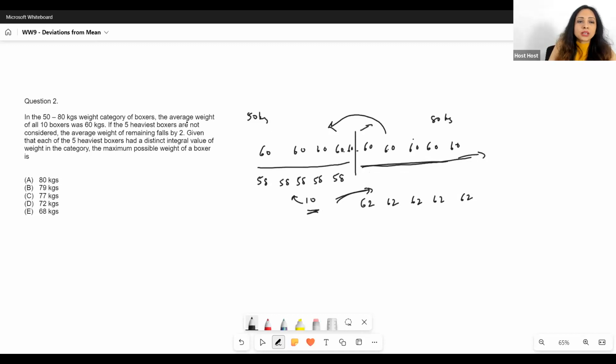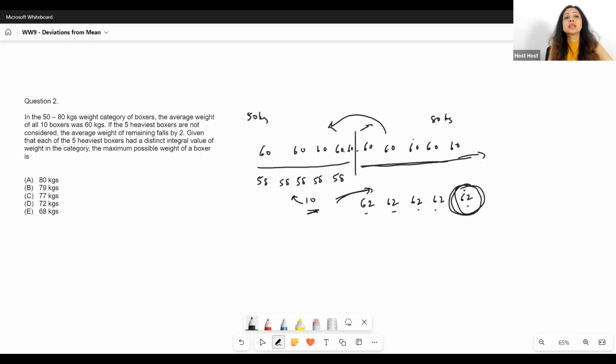All right. Now, given that each of the 5 heaviest boxes had a distinct integral value of weight in the category, it means that each one of these was a distinct integral value. So they can't be all 62. They would have been different. The maximum possible weight of a box is, now maximum possible, since we have arranged them in a ranking, this one would be the heaviest. So what is the maximum possible weight of this one?